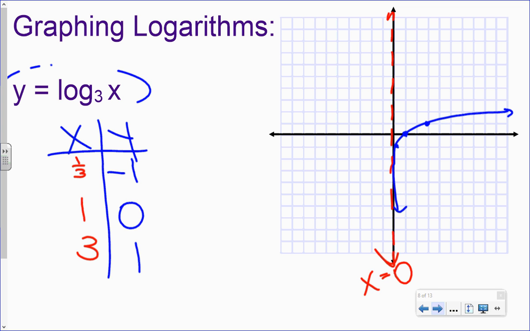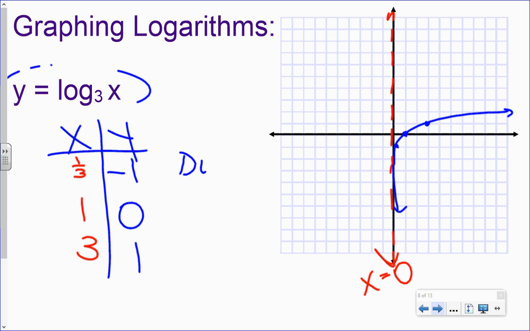How do you know your asymptote is 0? The parent function is going to have an asymptote at x equals 0, and then if there's any sort of shift horizontally, it's going to move with that shift, which we'll see here in a moment.